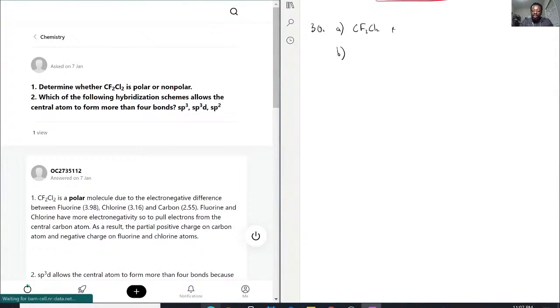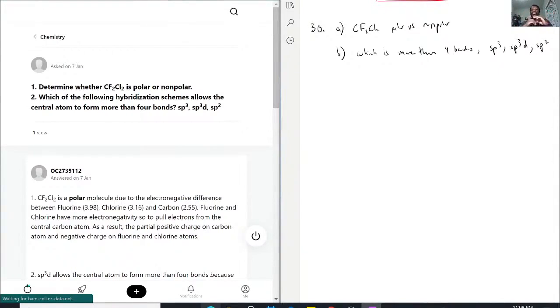CF2Cl2, polar versus non-polar. So with this, I want to write down both questions first. Which allows more than 4 bonds? That is, as I said, sp3, sp3d, and sp2. Okay? So first part, we want to draw the Lewis structure of CF2Cl2.